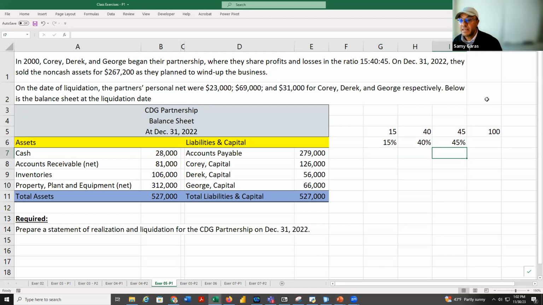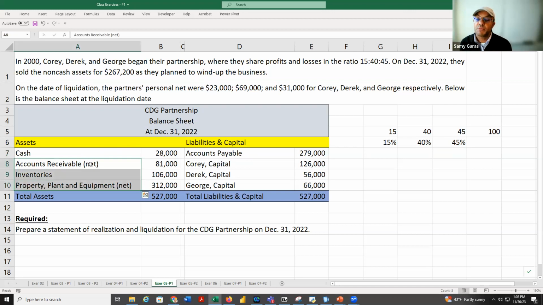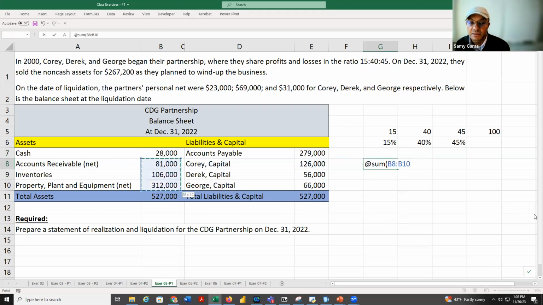Now we see here cash, but I don't see non-cash assets. I see accounts receivable, inventory, property, plant, and equipment. So what we need to do, we need to add all of them. If you add the three assets here, we get 499. But it says here, we sold it for 267.